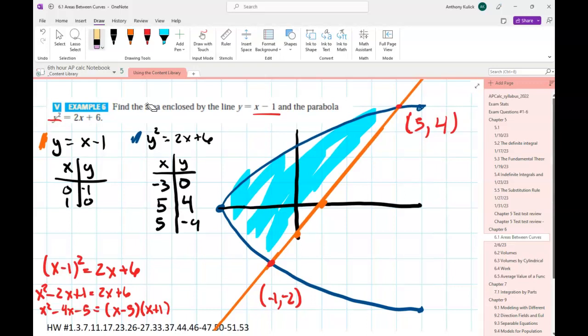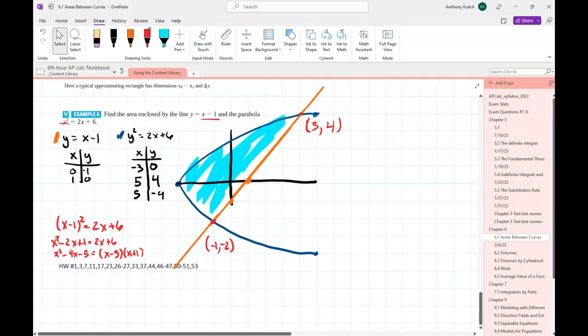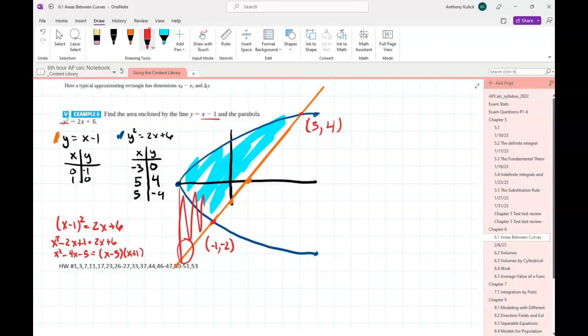Everybody's okay with that? Now, with which variable do I want to integrate? X or y? Y. Notice if I try to do x's, which curve is on bottom? Over here, it'd be the yellow, but I don't want to integrate all of this stuff, right? It would be a more difficult integral to set up correctly to integrate with respect to x. If we integrate with respect to y, I can do this all in one shot.